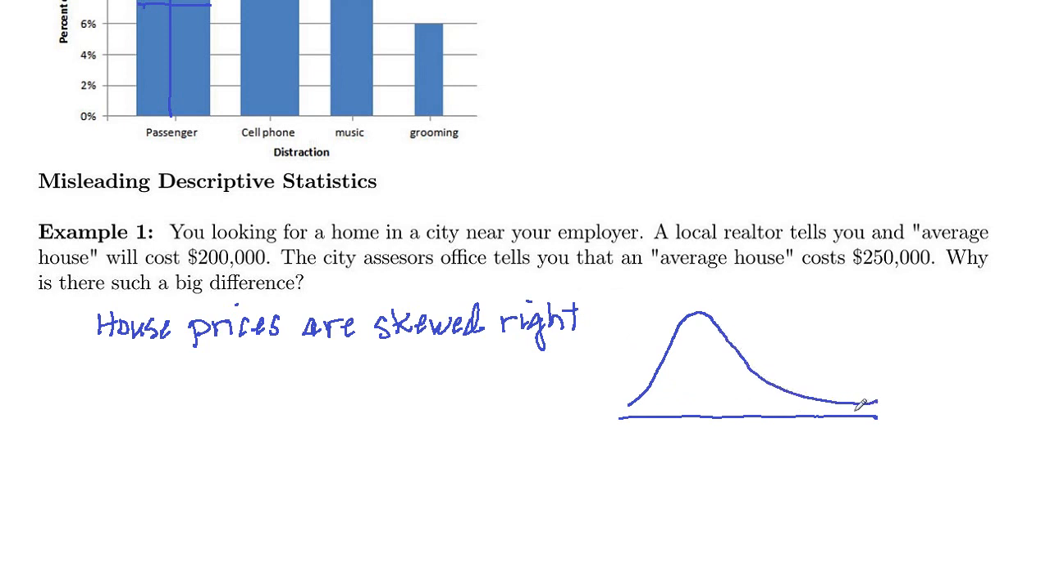And you've got those few very expensive properties that are pulling that average up so that the average is higher than the median. So here the mean will be greater than the median if you're skewed to the right. And it probably is the case then that the local realtor is quoting the median and the city assessor is quoting the mean. But they're both calling it an average or typical house. So our mean here could be the $250K and the median could be the $200K.